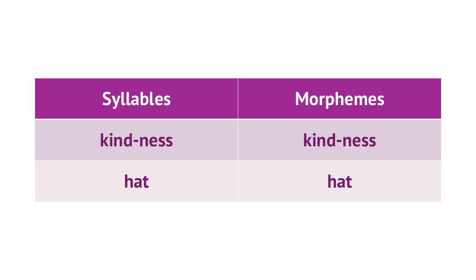The word hat has one syllable and one morpheme. It's just a name of a thing. There are no adjustments to it, no extra pieces of information added. It's just a hat, and it's just one syllable.